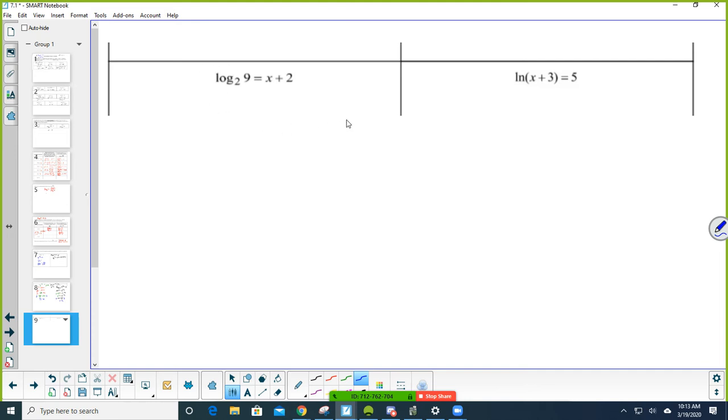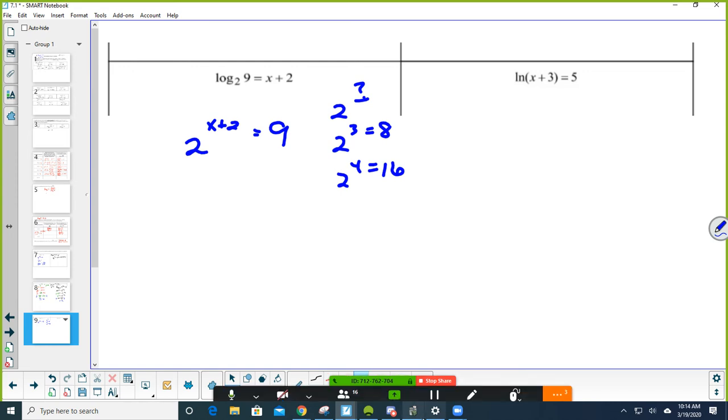Okay, now we're going to take a look at this one. Again, the same thing is happening: base to the answer equals the inside. And right away, I have a problem. There is no way that I can make 2 to who knows what power equal 9. I know 2 to the third is 8, and I know 2 to the fourth is 16. So I know my answer is somewhere between 3 and 4, but I don't know what it is.